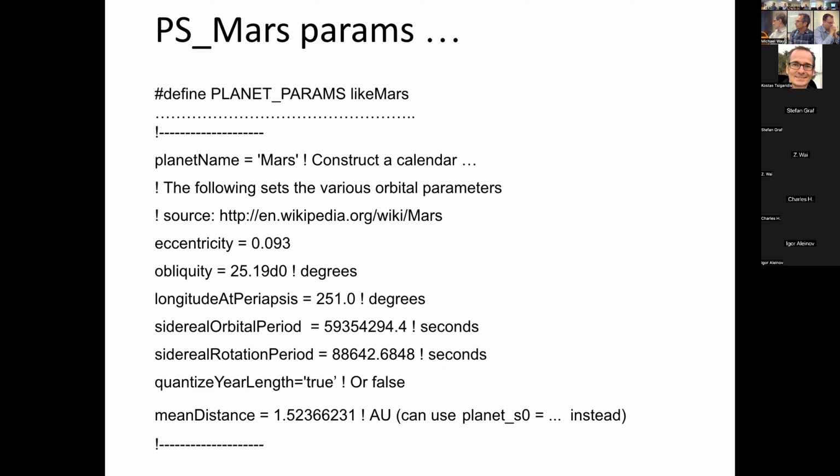We specify quanta year true because we have over 600 days for Mars. So it's fine to quantize it. And here we specify the mean distance from the star to define the radiation.